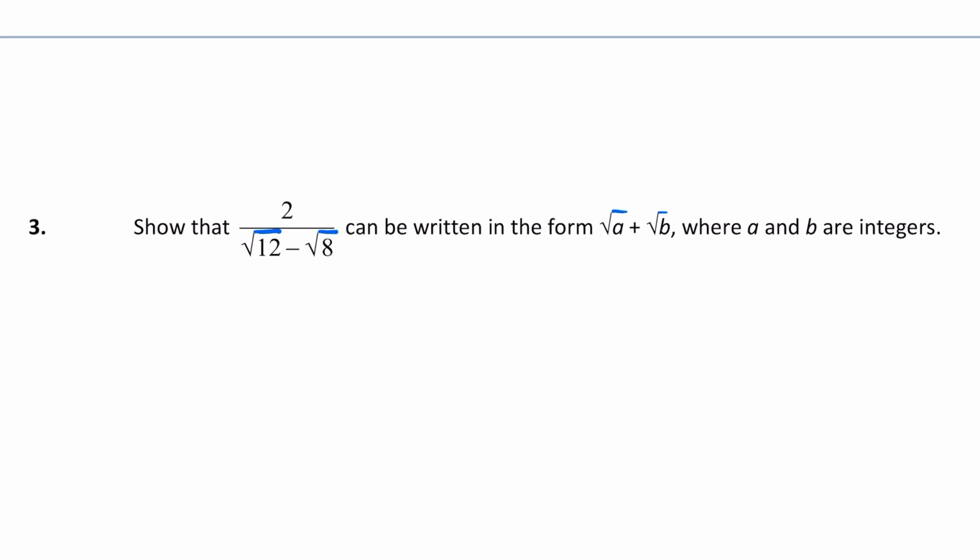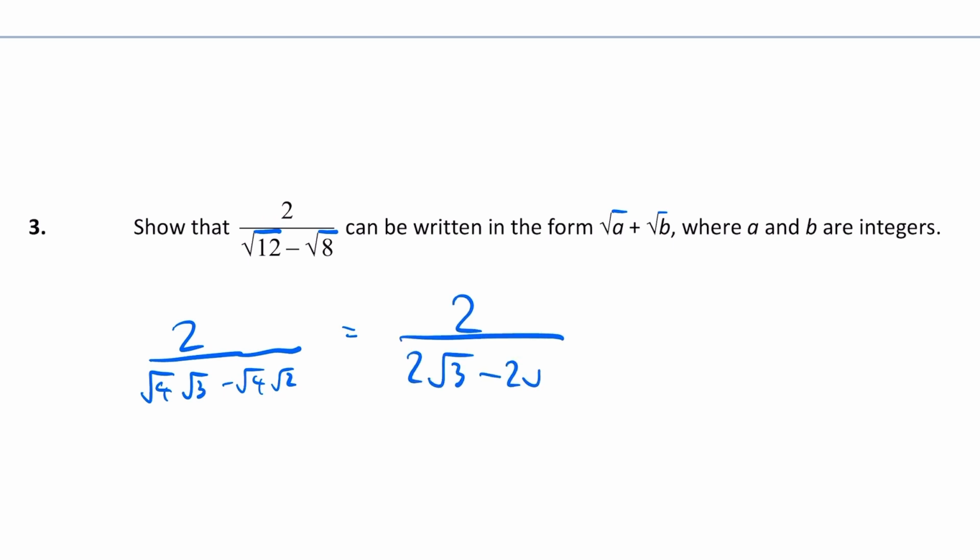So this one, there's 2 ways you could go about it. We could go straight into rationalising, or we could simplify. I'm going to choose to simplify just to see if we can make this a bit nicer first. So root 12 would be the same as root 4 root 3. And root 8 is root 4 root 2. So we have 2 over 2 root 3 minus 2 root 2. It's not much better than before. Some people might find it worse, but at least we've done the simplification.